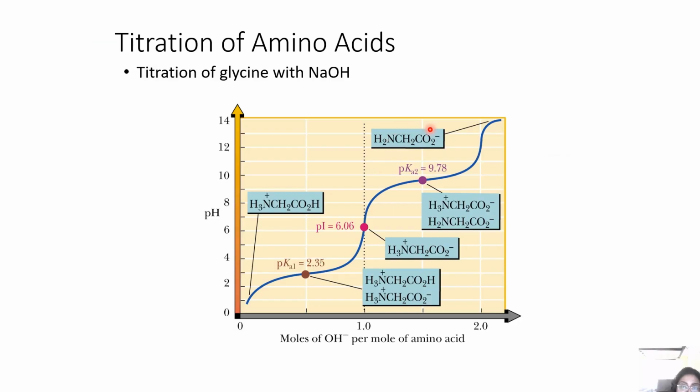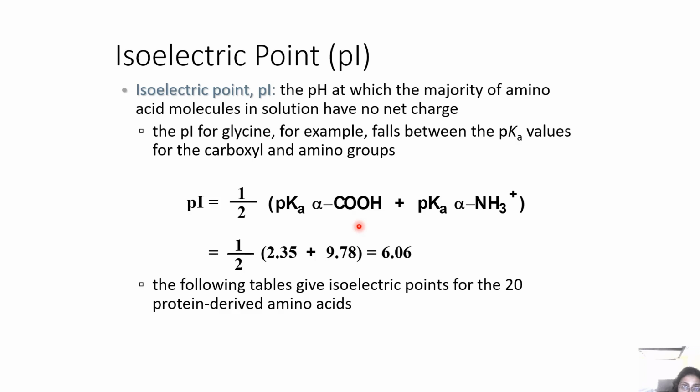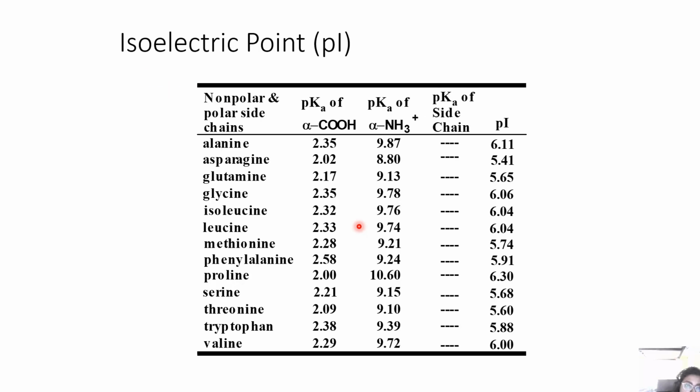Now this is a titration of glycine with NaOH, showing pKa1, pI, sorry, and pKa2. pI is the isoelectric point. As I said, it's the pH at which the majority of amino acid molecules in solution have no net charge. So the pI for glycine, for example, falls between the pKa values for the carboxyl and amino groups. These are the pI values of most of the protein derived amino acids.